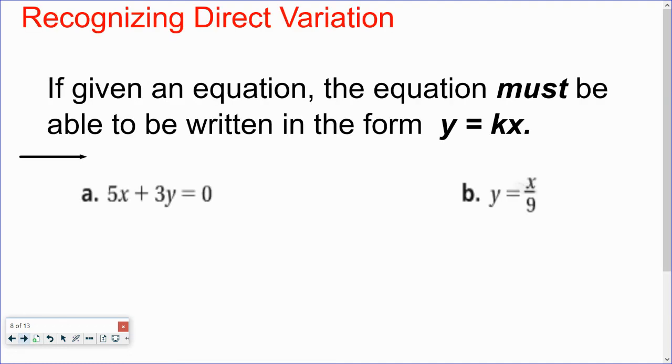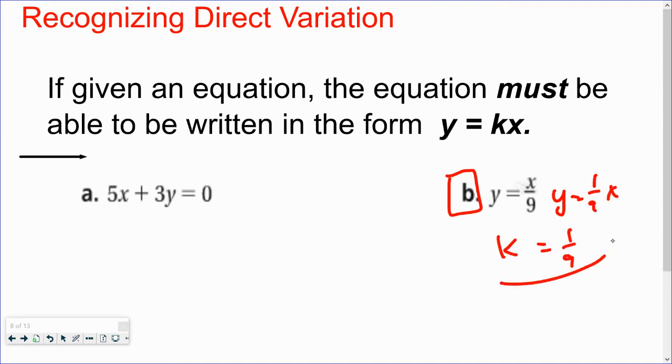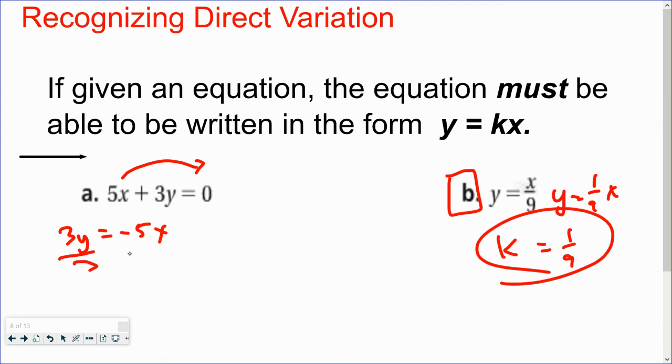So recognizing this, if I look at this particular one, B is an easy one. That's the one I'm going to start with because this is y is equal to 1/9 x. You can write it that way. Well, k is 1/9. That one's a piece of cake. Now this one, I've got to get this over to the other side. Then I've got to divide everything by 3. Well, k is negative 5/3 then.